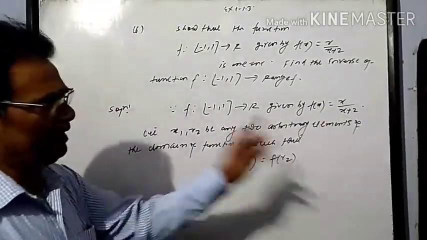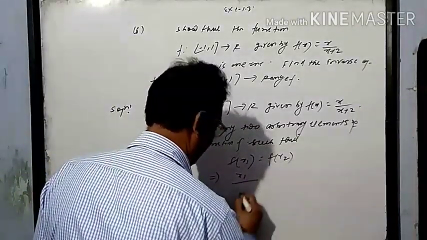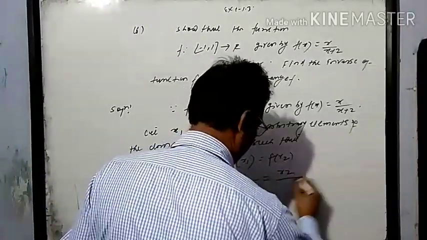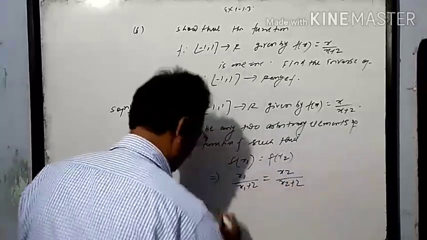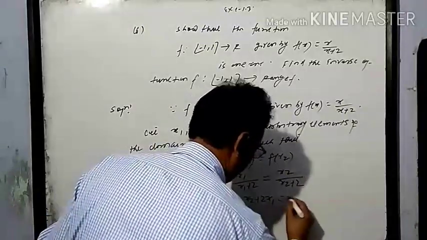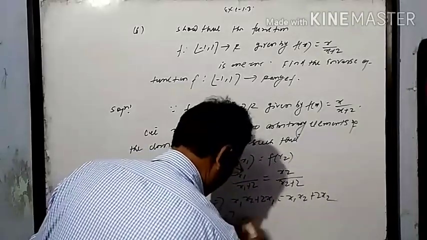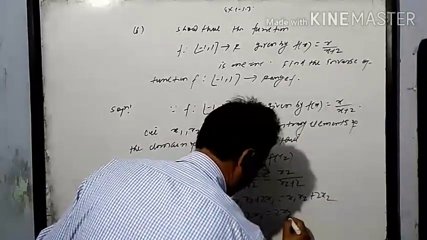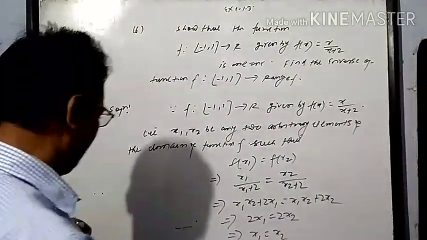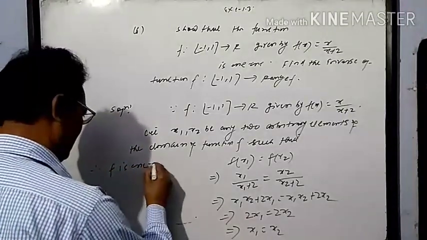Since f(x) = x/(x+2), this implies that f(x1) = x1/(x1+2) and f(x2) = x2/(x2+2). This implies that x1x2 + 2x1 = x1x2 + 2x2. This implies that 2x1 = 2x2. This implies that x1 = x2. Therefore, function f is one-one.